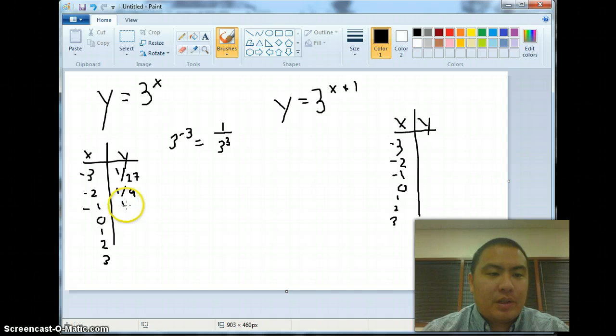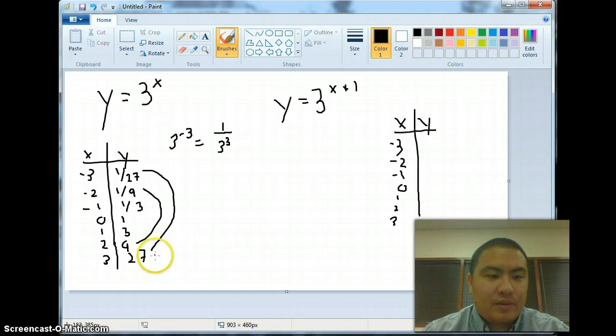Negative 1, you get 1 over 3. Anything to the power 0, 3 to the power 0, gives you 1. 3 to the power 1 gives you 3. 3 to the power of 2 gives you 9. And 3 to the power of 3 gives you 27. And if you notice something, you see that you have the reciprocals going on here, right? 1 over 27, 27. 1 over 9, 9. 1/3 and 3. And this guy's just by himself.